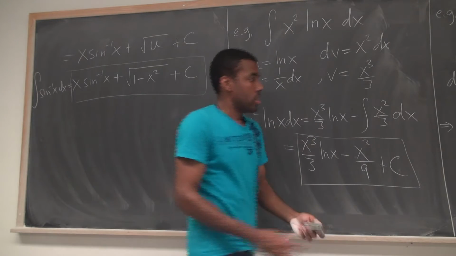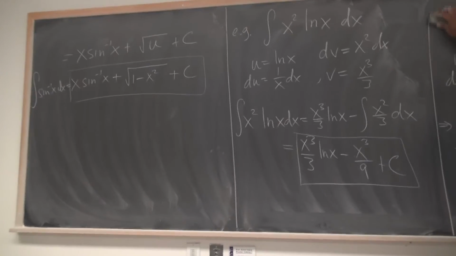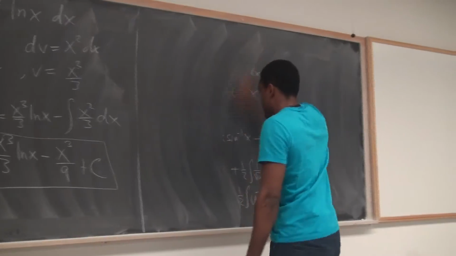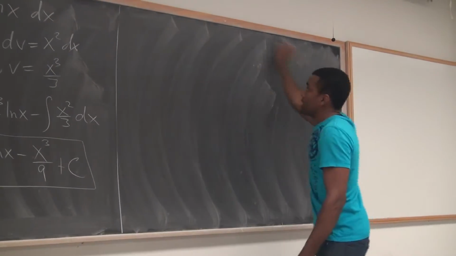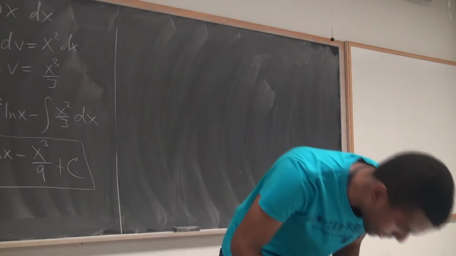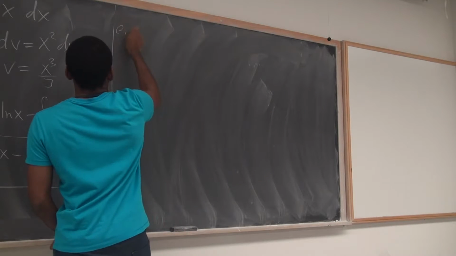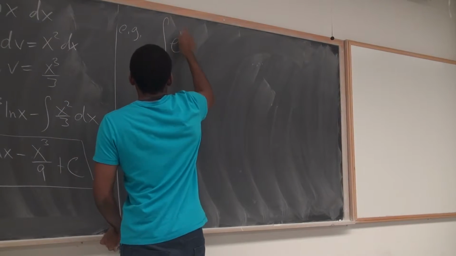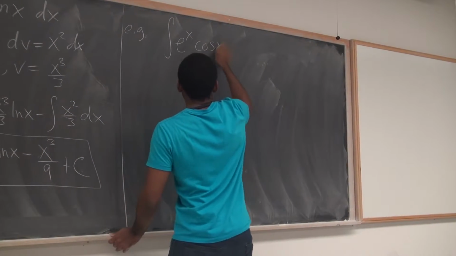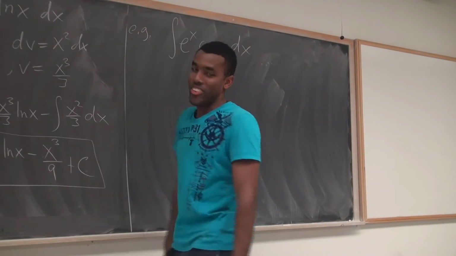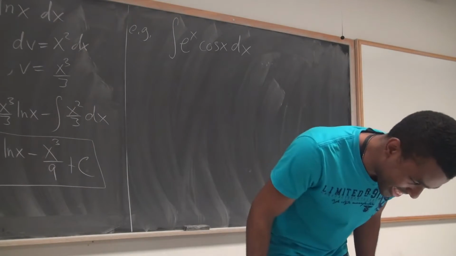Okay, let's do more examples. Okay, here's another fun one. E to the x times cosine x. You're gonna love this one.